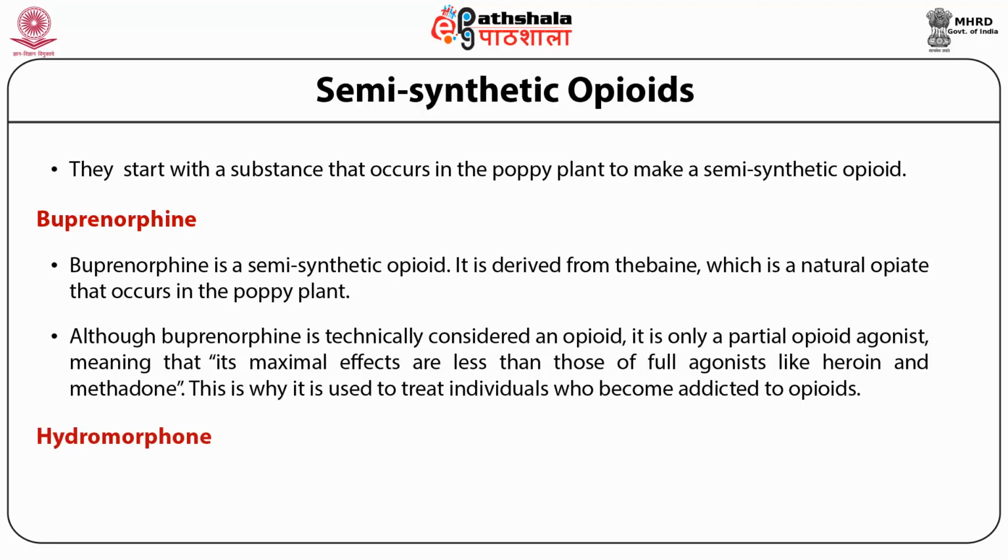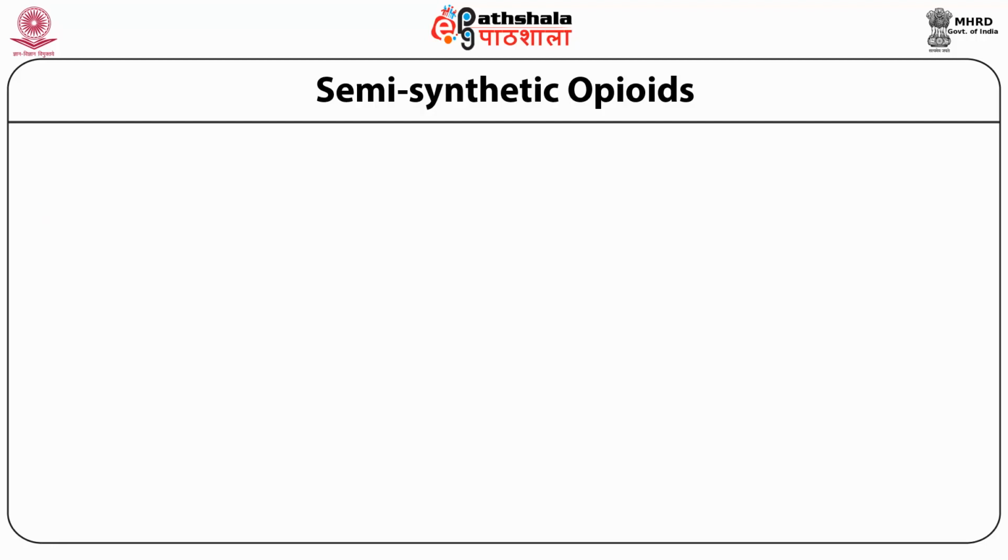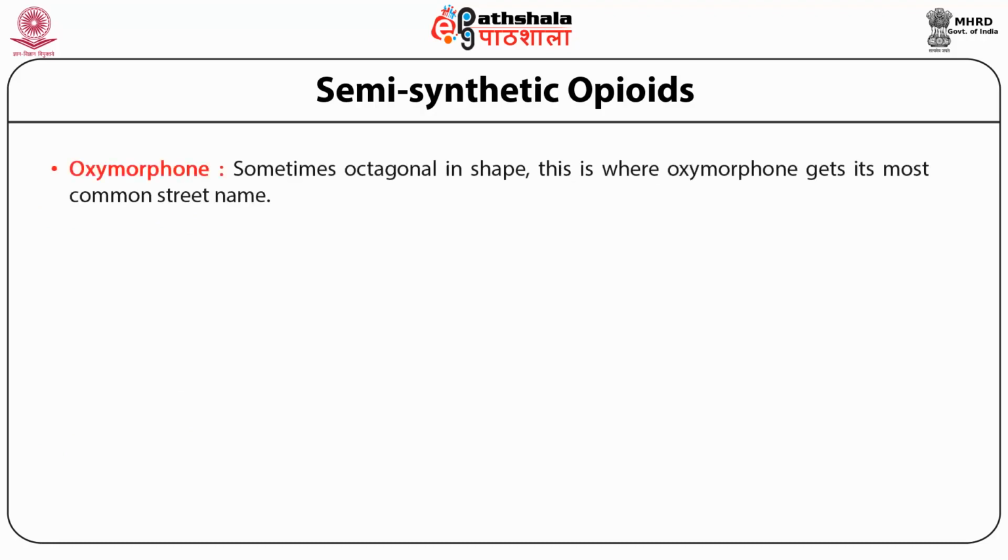Hydromorphone. Hydromorphone, as I said, is again a semi-synthetic peptide, and it is most commonly referred to as Dilaudid, one of its brand names, because a brand has synthesized this semi-opioid peptide. The next semi-synthetic opioid peptide is oxymorphone. This peptide is actually octagonal in shape, and this is where oxymorphone gets its name, and it is the most common street name.